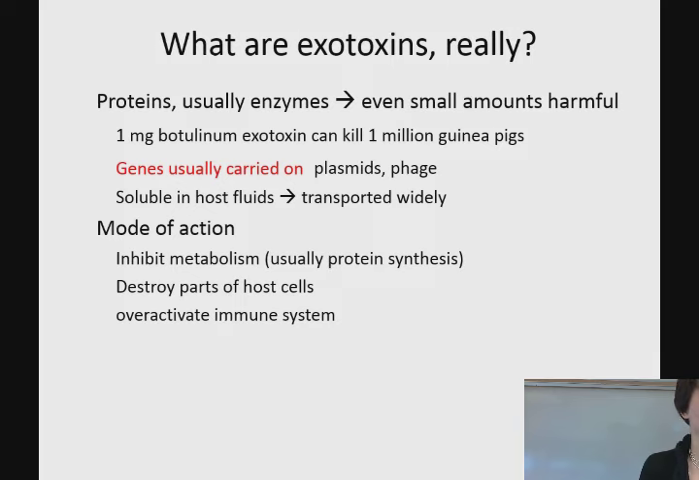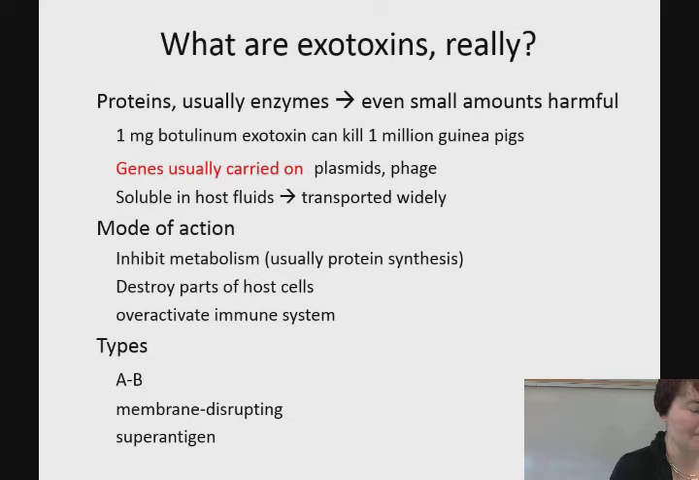very bad things, right? Because our cells are constantly making proteins. That's how they stay alive and how they adapt to their environment. So some exotoxins instead just destroy parts of the host cell, and others have a more systemic effect where they overactivate the immune system. We'll talk about all three of these.